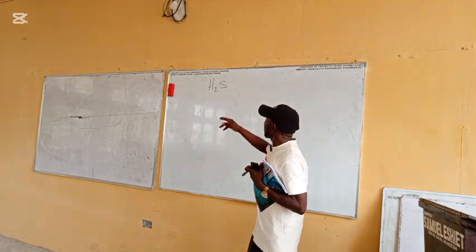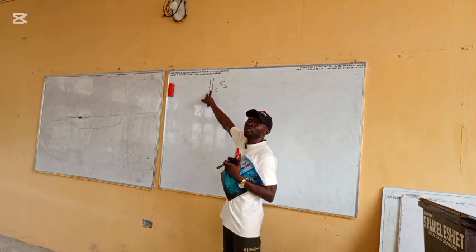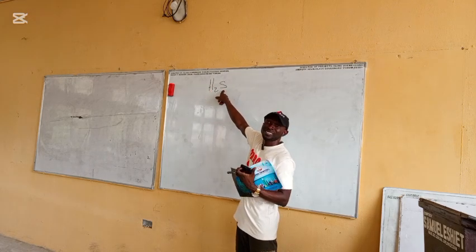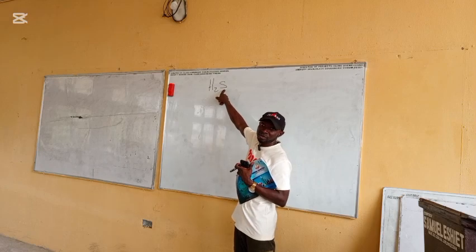Why? Because hydrogen is in group 1. It has 1 valence electron. How many of them are here? 2. That's 1 times 2, 2, right? What about sulfur? Sulfur is in group what? 6. How many of you do you have here? 1.